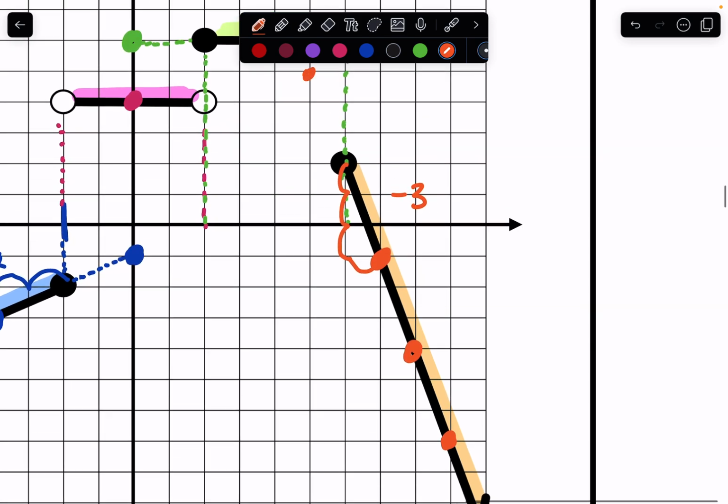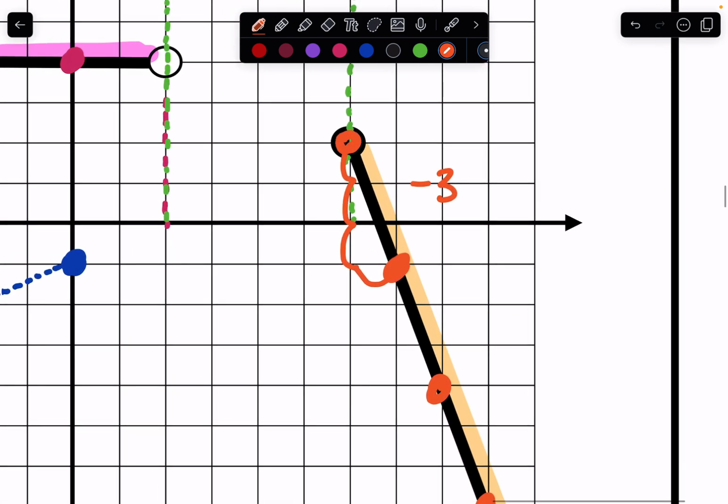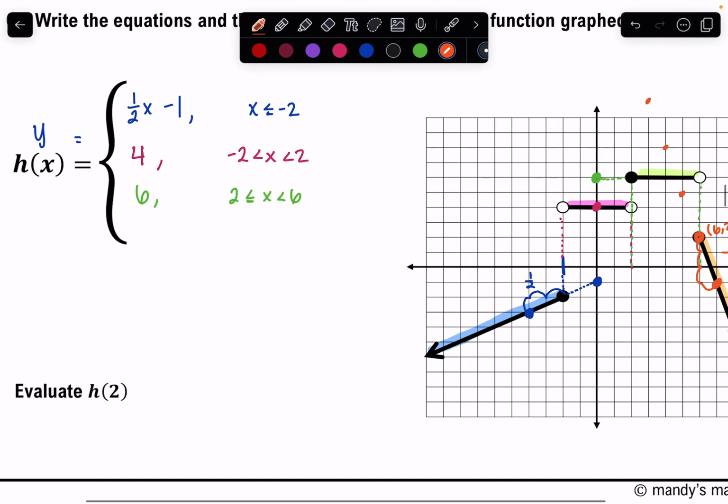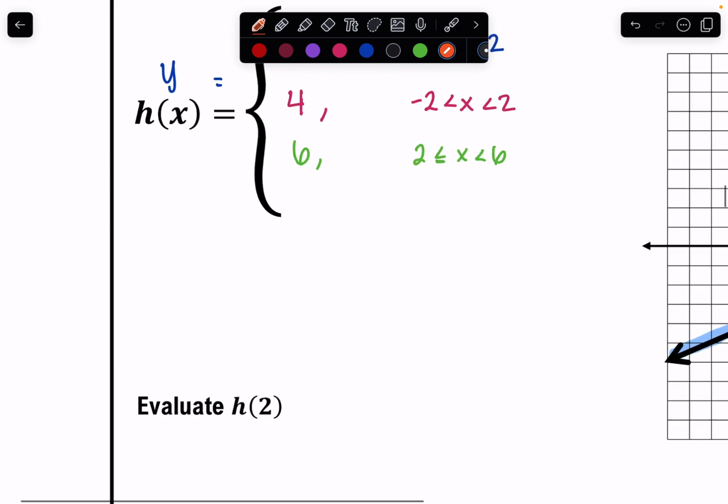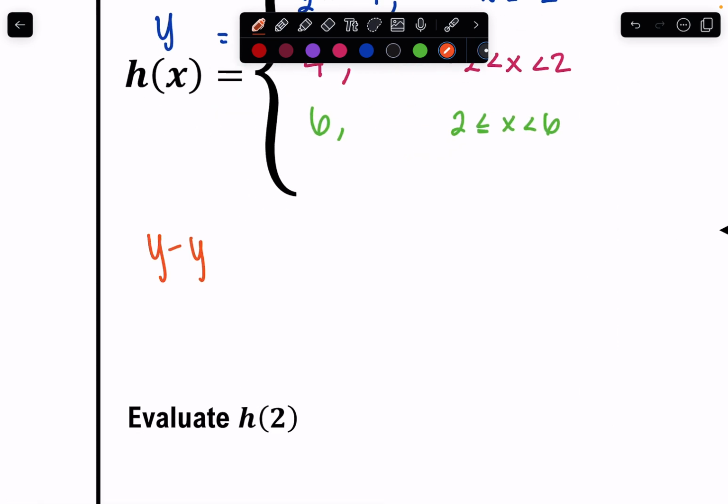So let's just pick a point. I can just pick this point right here. So I'm going to use, what is this one? 6, 2. So there's my point that I'm going to use. Again, I just identified my slope to be negative 3. That's enough information to write an equation of a line just in point slope form. If we need a reminder, point slope form is y minus y1 equals m times x minus x1. So let's go ahead and plug that in.